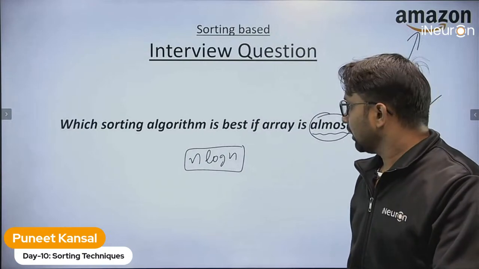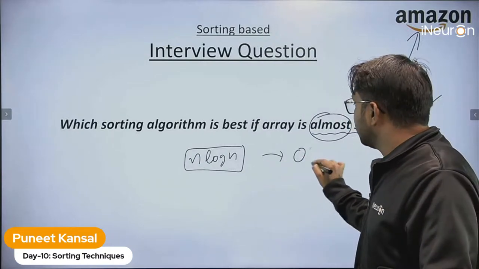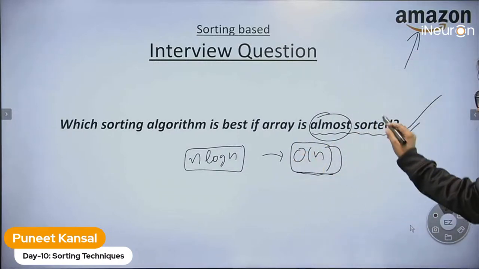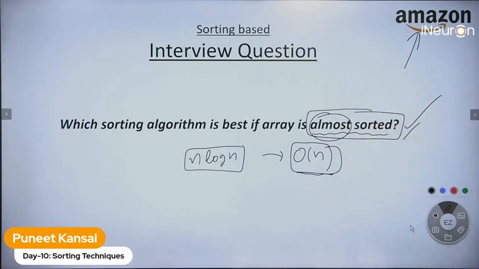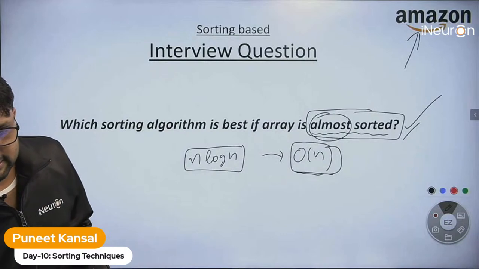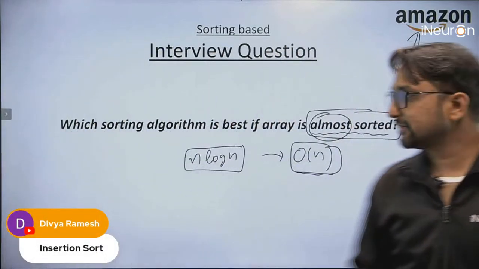Okay. So there is one algorithm which will take n time if the array is almost sorted. The answer was given by Divya. Divya gave us the answer. That is the insertion sort.